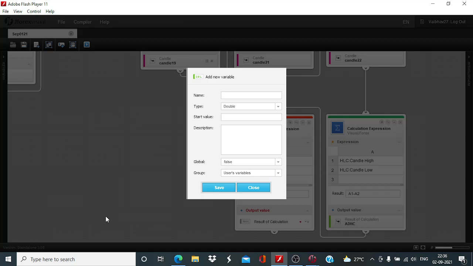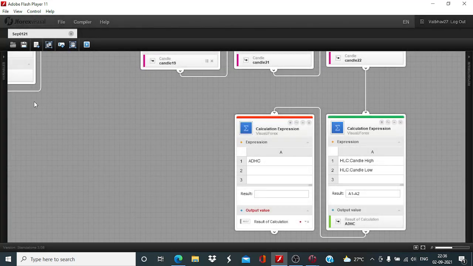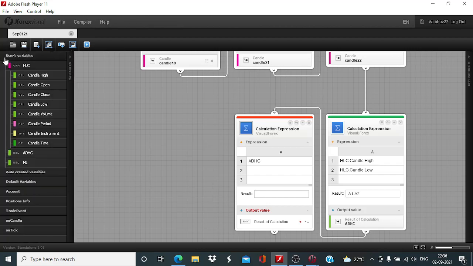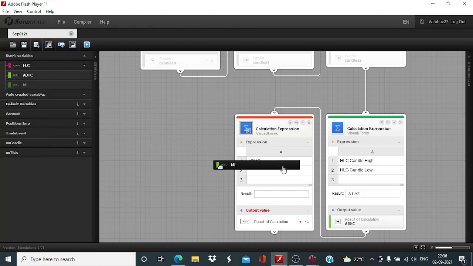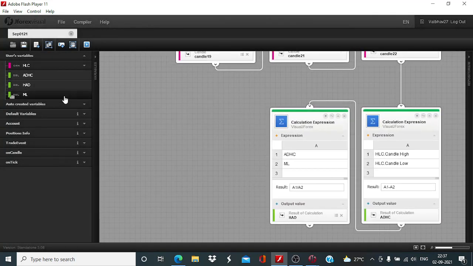So let us now resume our setup, and here the start value will be 2. I will name this as a multiplier. We take this new variable and divide the actual difference by 2. So A1 divided by A2, and we get a new variable here, half of AD.